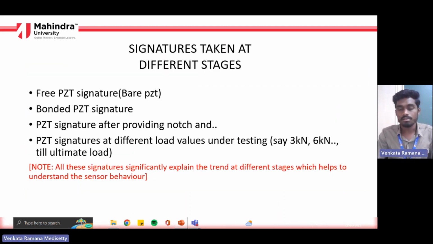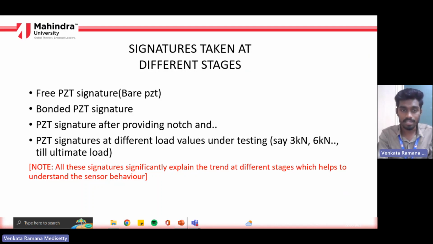Priorly, I have to say that at various stages I have taken this signature using the vPro software. That is free PZT reading, that means the reading of bare PZT, and then bonded PZT signature bonded to beam, and then PZT signature after providing a notch. I'd be showing the image of notch provided to beam.